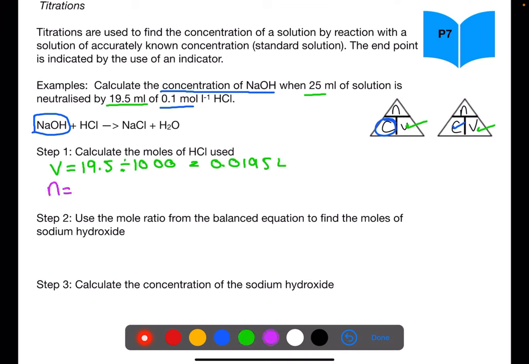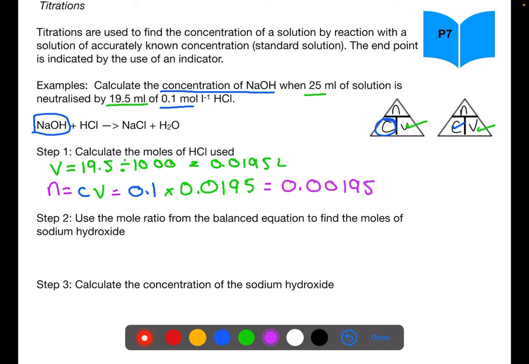We can then take moles equals concentration times volume. The concentration in the question is 0.1 multiplied by the volume of sodium hydroxide, 0.0195. We can then use the balanced equation as we did in the calculations before to find out how many moles of sodium hydroxide would be used.